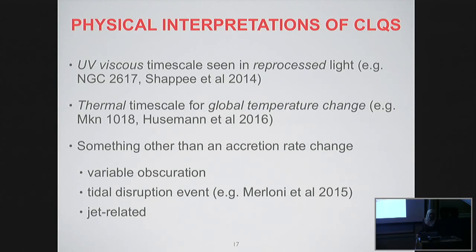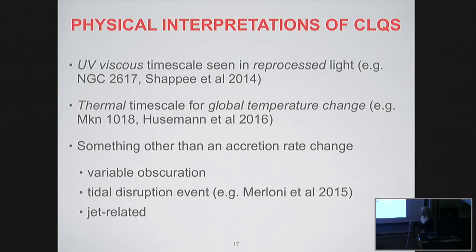Or it could be something other than an accretion rate change. So, for example, variable obscuration, although that seems unlikely given that some of these objects have archival X-ray spectra which show no evidence for changing obscuration. Also, you can't really explain the optical spectral changes using just simple dust reddening. So that's unlikely, but still is a possibility.